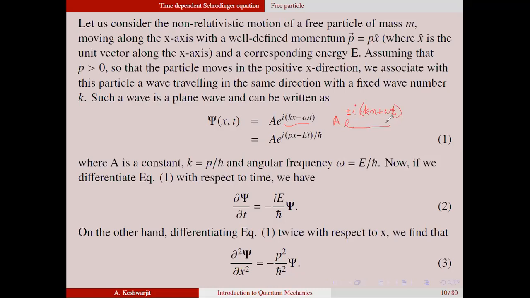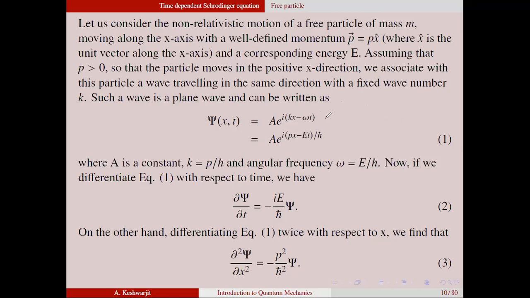It is given there, why it is a wave traveling towards the right and why it is a wave traveling towards the left. It is given in the book by Griffiths. You will learn that this is a wave traveling towards the right.